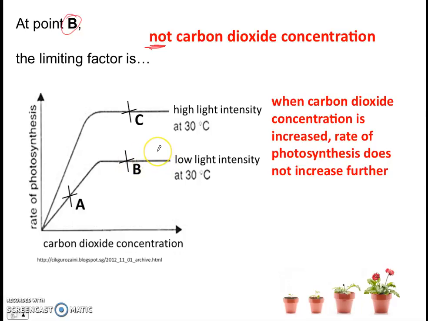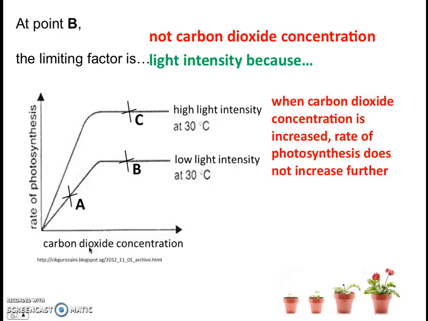So what is the limiting factor at point B? Well, we said just now that it could be light or it could be temperature. So which one is it? Now, if we just looked at the lower curve, you will not be able to tell whether the limiting factor at B is light or temperature. However, if you compare the lower curve to the upper curve, you'll be able to tell that the limiting factor at B is actually light intensity.